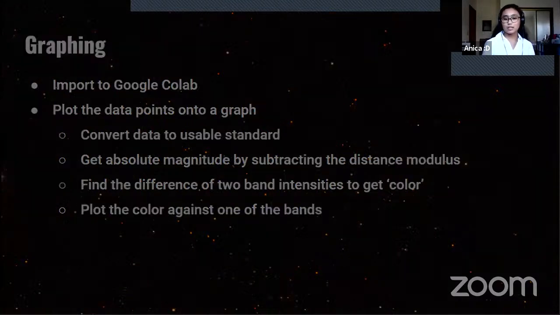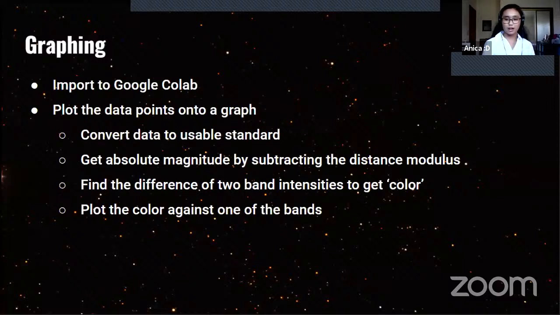After that, you find the difference of two band intensities to get color. One way that I found really helps to explain it is that one star might appear really bright in blue, but that doesn't necessarily mean that the star is blue. It could also be brighter in green. So by finding the difference of two bands, you can get the actual color. And then after that, you plot the color against one of the bands to find the overall brightness of the image.